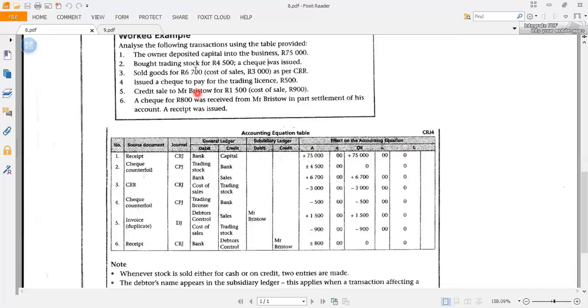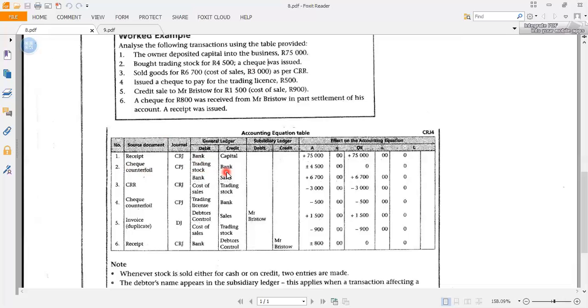Bought trading stock for 4,500. A check was issued. They're telling us it's a check, so immediately I know it's CPJ. So my source document is the check counterfoil, CPJ. For this, I'm going to debit trading stock and I'm going to credit bank. Can you see that? Right.